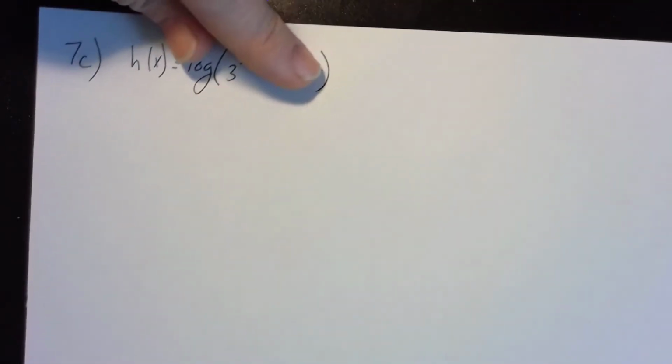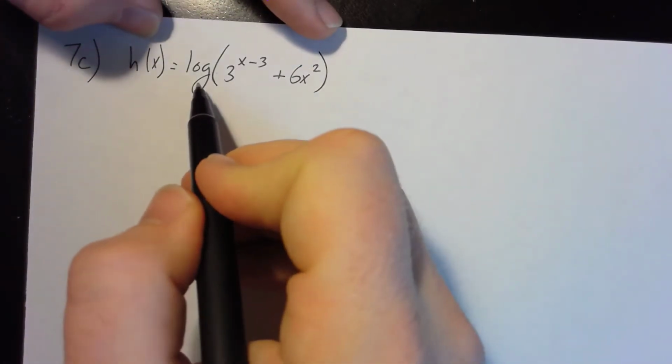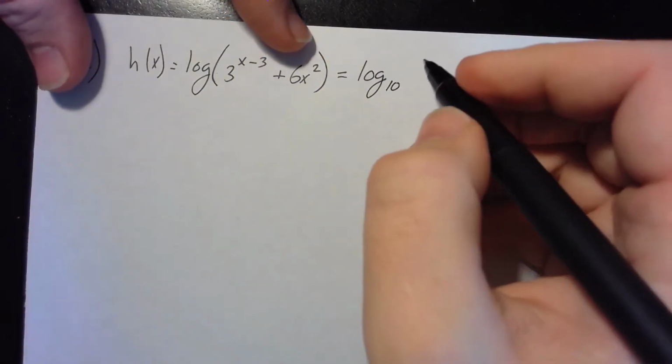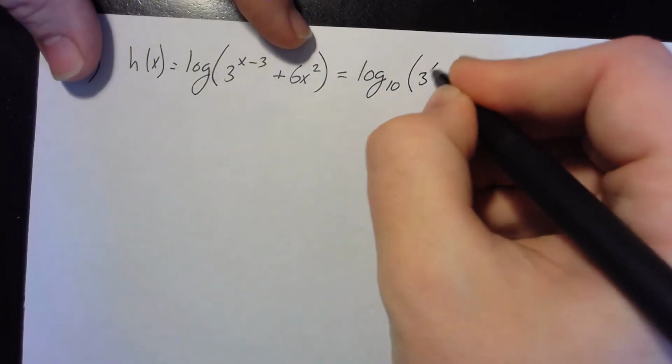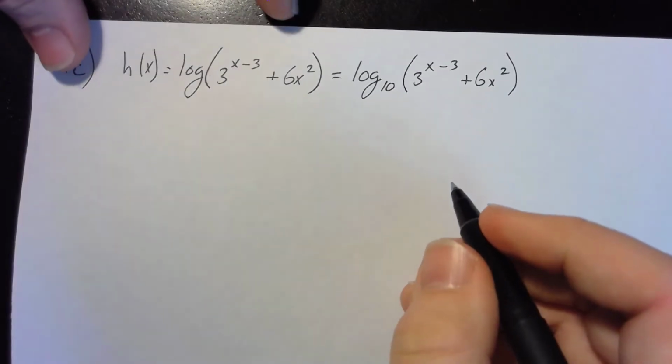Lastly, let's look at 7c, where 7c is a much more complicated example. You have log with no base of 3 to the power of x minus 3 plus 6x squared. Now, when I say no base, I don't actually mean no base. Just recall that if I don't write a base, just like ln has a base of e, log with no base has log base 10. So these two things are actually equivalent.